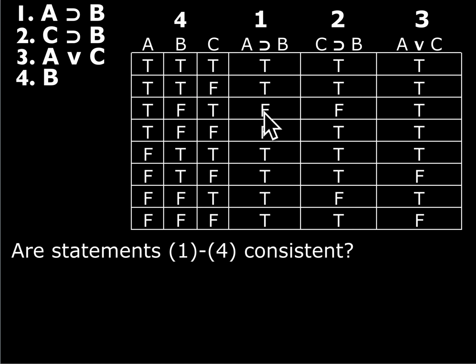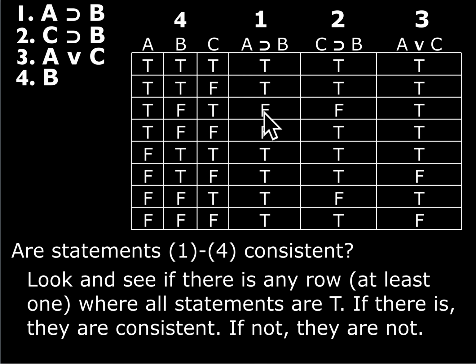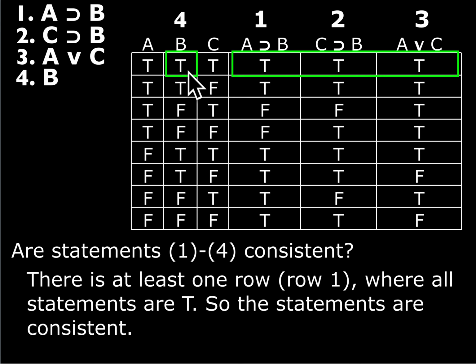Are statements 1 through 4 consistent? Now we're just looking for any row where they're all true. And that's going to be quick, row 1. It's quick if you were looking from the top down anyway, I guess. Because on row 1, statements 1, 2, 3, and 4 are all true. So yes, 1 through 4 are consistent. There is at least one row, row 1, where they're all true, so the statements are consistent.